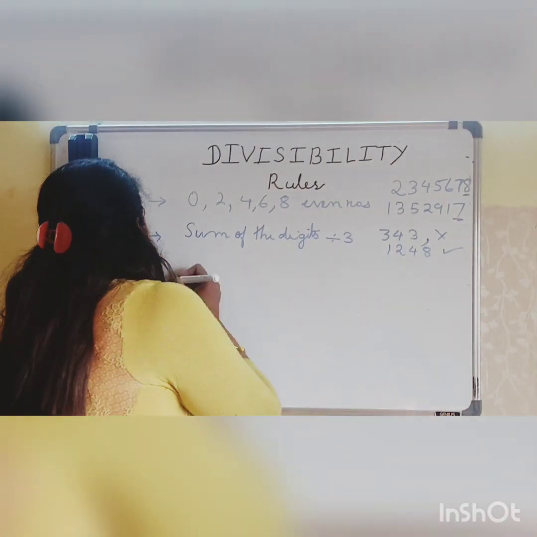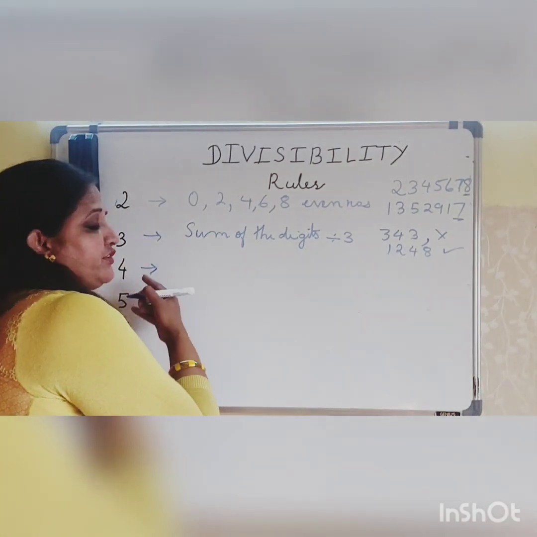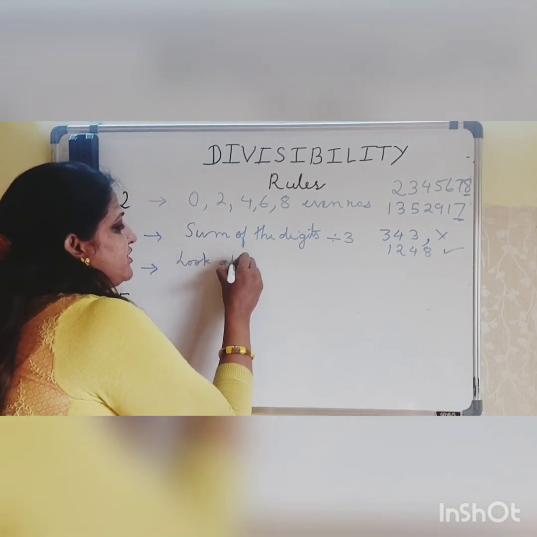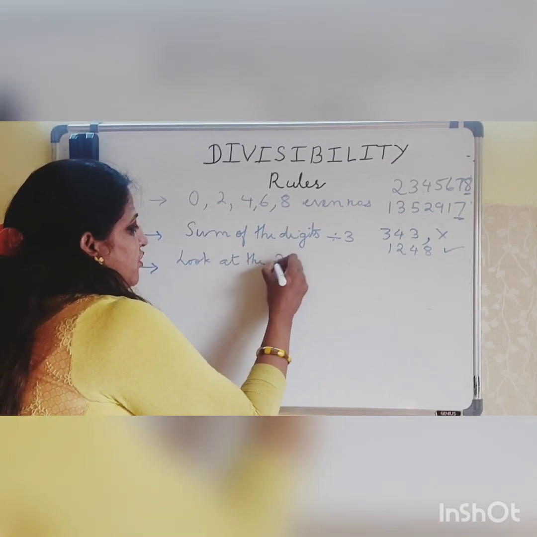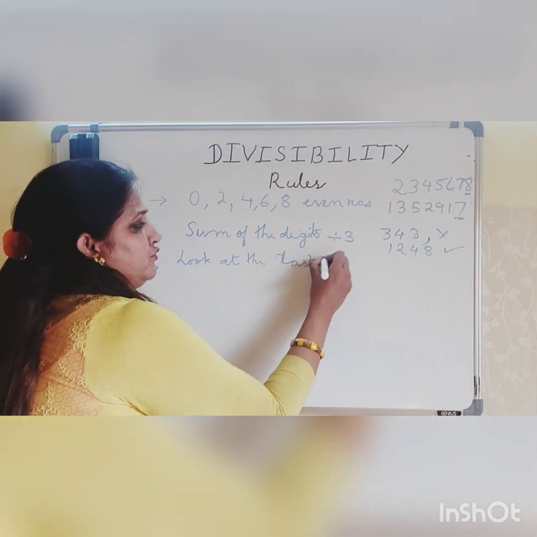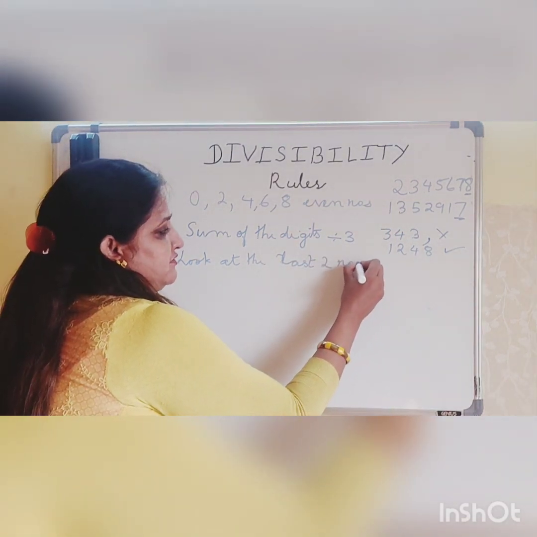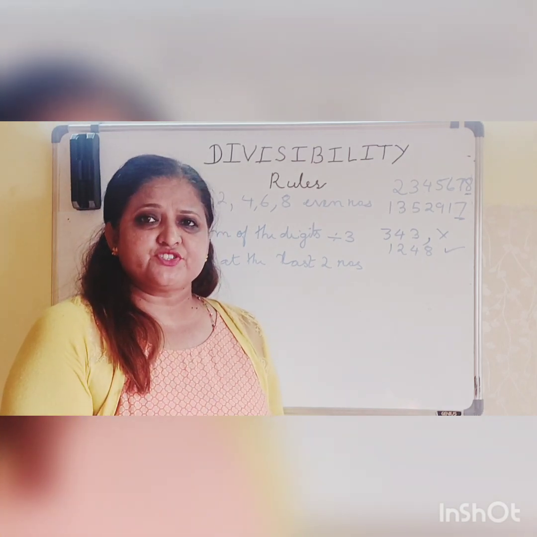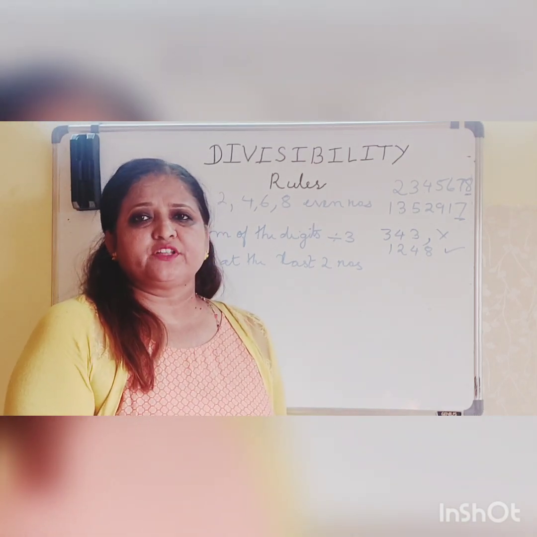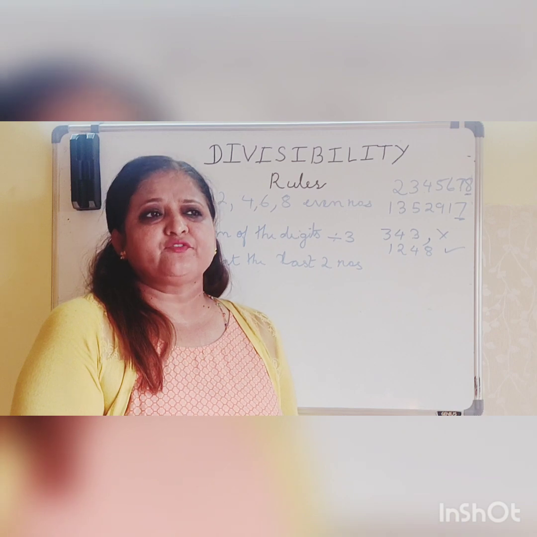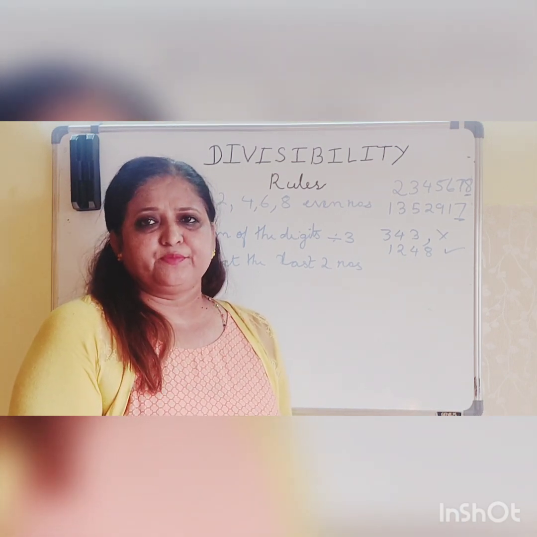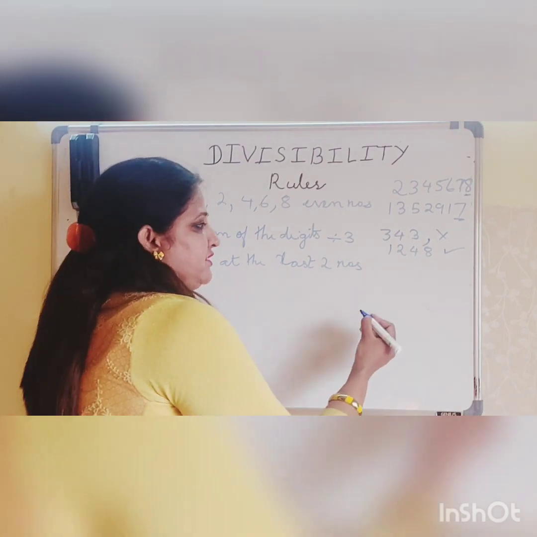Right. Now how do we check the divisibility of a number by 4? You simply have to look at the last 2 digits of the number, no matter how big the number is. If the last 2 digits are divisible by 4, then the whole number will be divisible by 4. If the last 2 digits of the number are not divisible by 4, then the number will not be divisible by 4, no matter how big the number is.